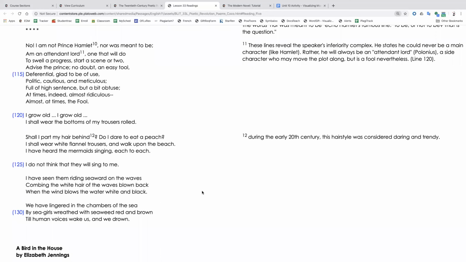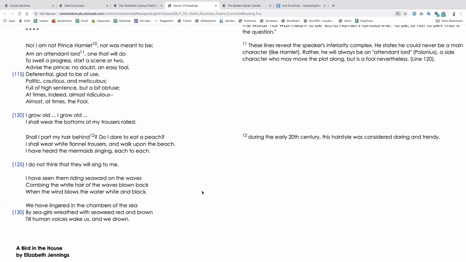No, I am not Prince Hamlet, nor was meant to be. Am an attendant lord, one that will do to swell a progress, start a scene or two, advise the prince, no doubt, an easy tool, deferential, glad to be of use, politic, cautious, and meticulous, full of high sentence, but a bit obtuse, at times, indeed, almost ridiculous, almost, at times, the fool.